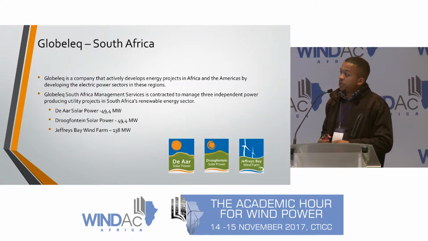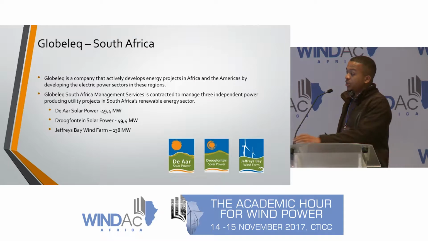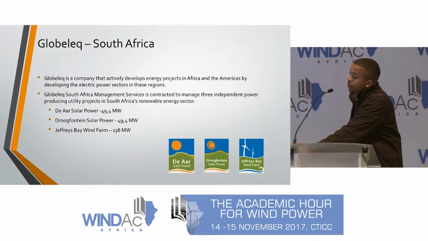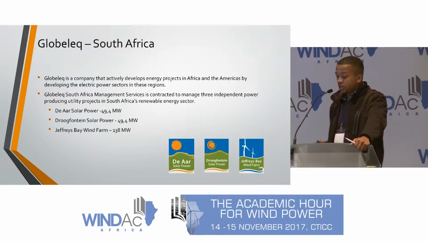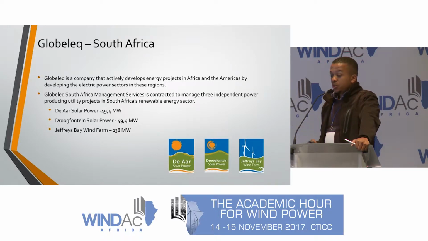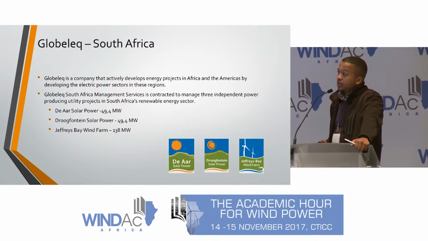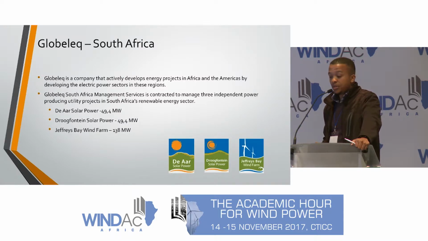And also Jeffreys Bay Wind Farm, which has a generation capacity of 138 megawatts, and it has 62 3-megawatt wind turbines installed on it. So the study that was performed was based on the real operation data that is acquired from the Jeffreys Bay Wind Farm over a period of 24 months.